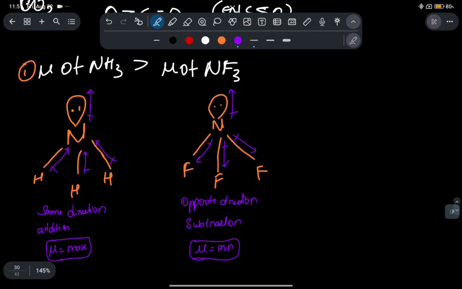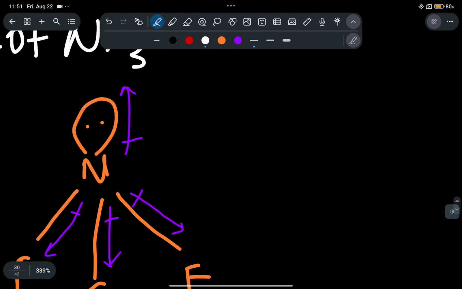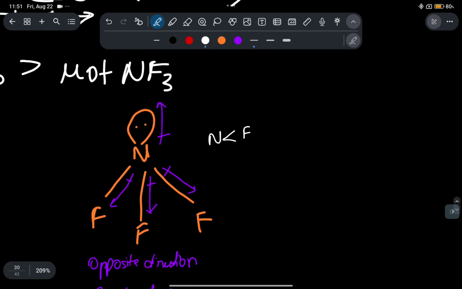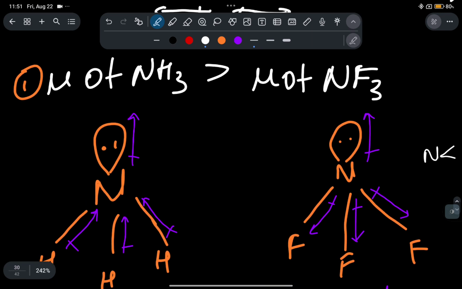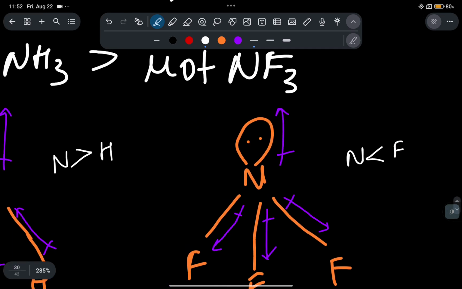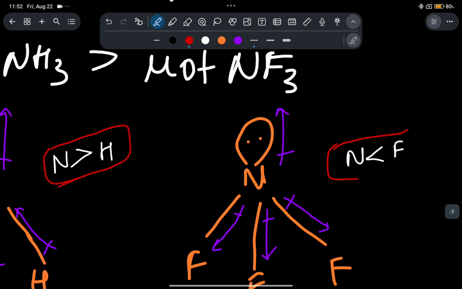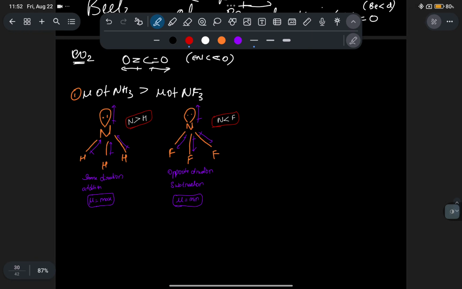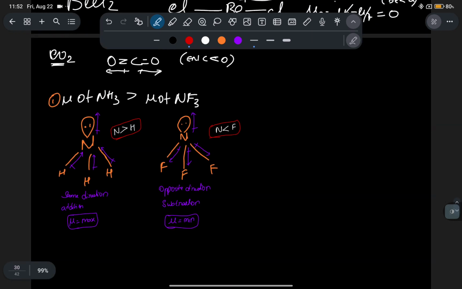So in this way NH3 has more dipole moment than NF3, where here nitrogen has less electronegativity than fluorine, where here nitrogen has more electronegativity than hydrogen. It is the main thing you should not forget before the question comes in IIT or NEET or MHT-CET or anything. Okay.